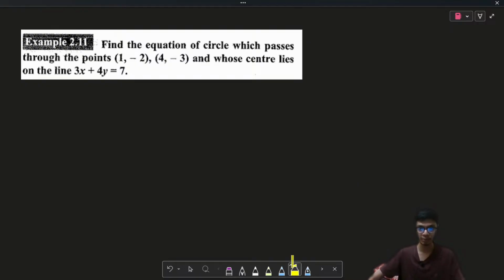The question says that you have to find the equation of the circle which passes through these 2 points, and the center of that particular circle will lie on this particular line.